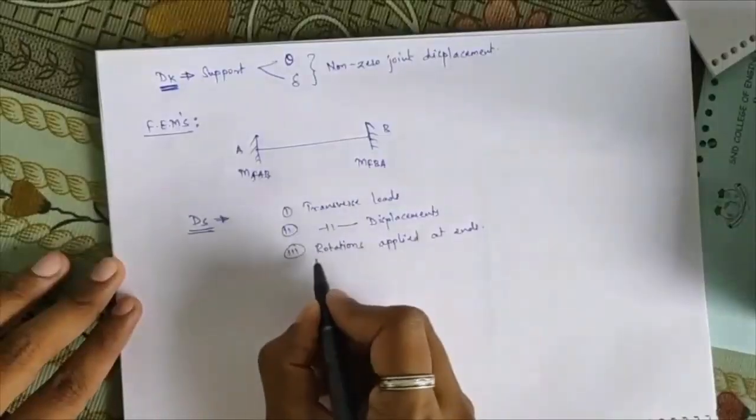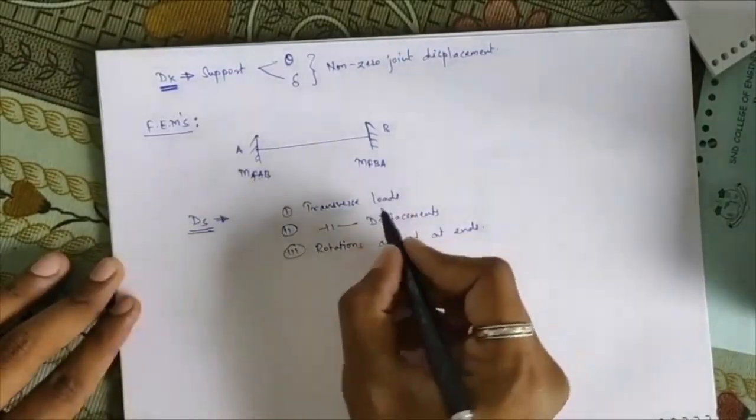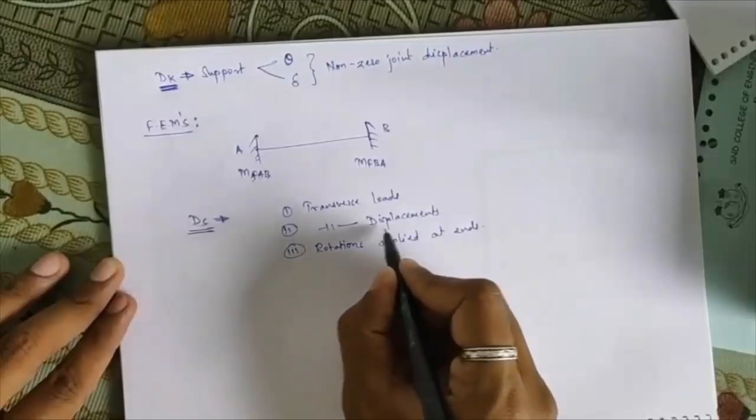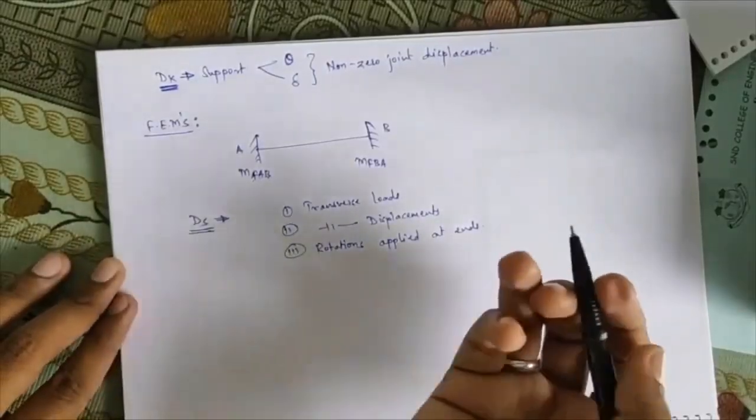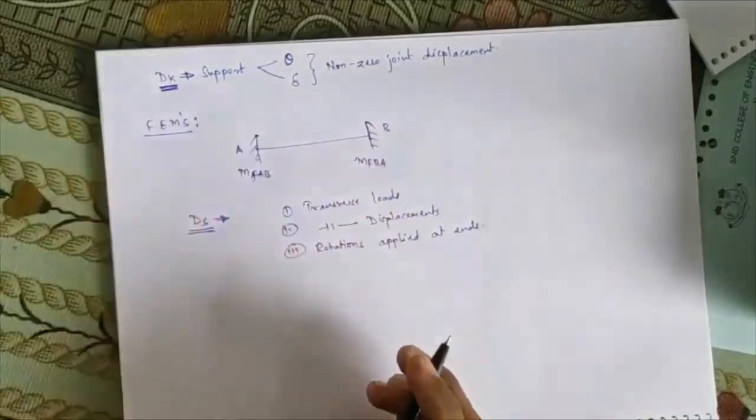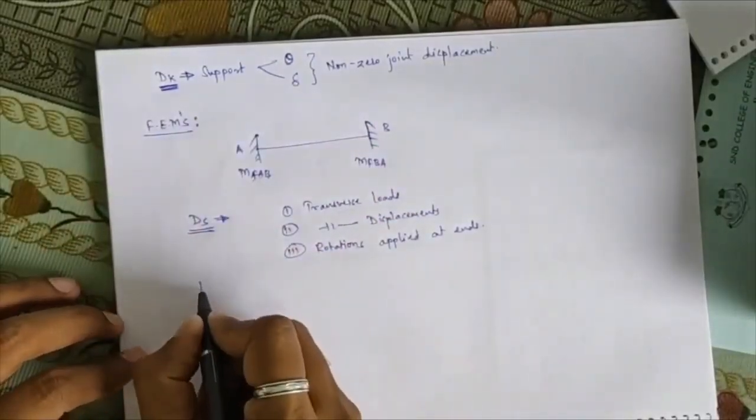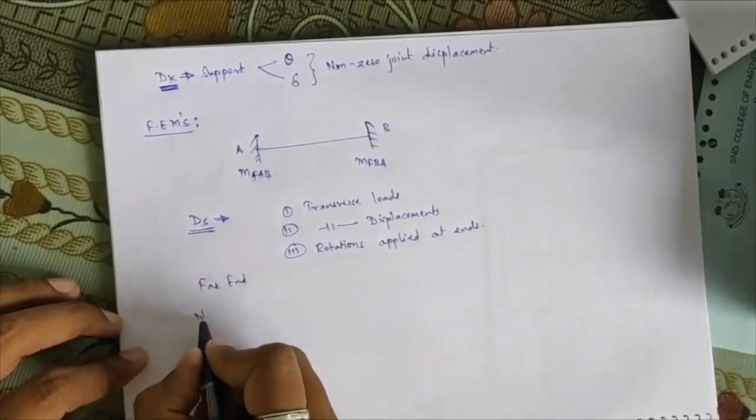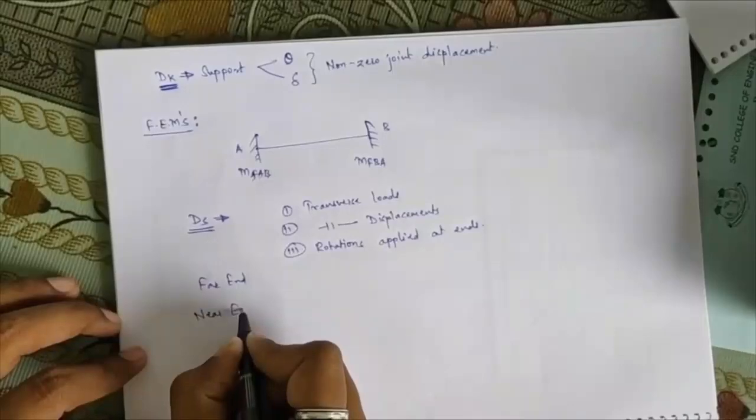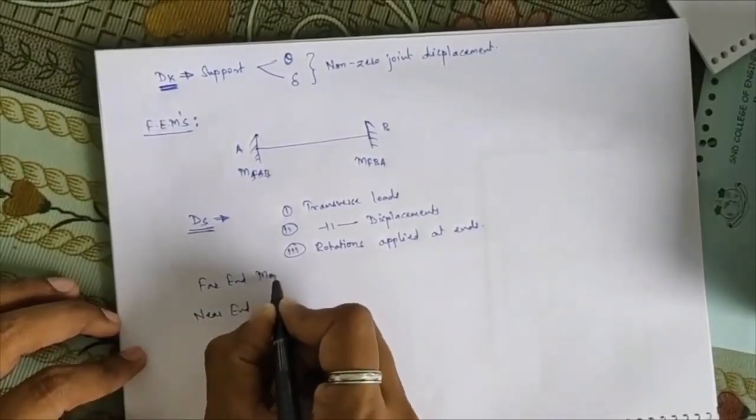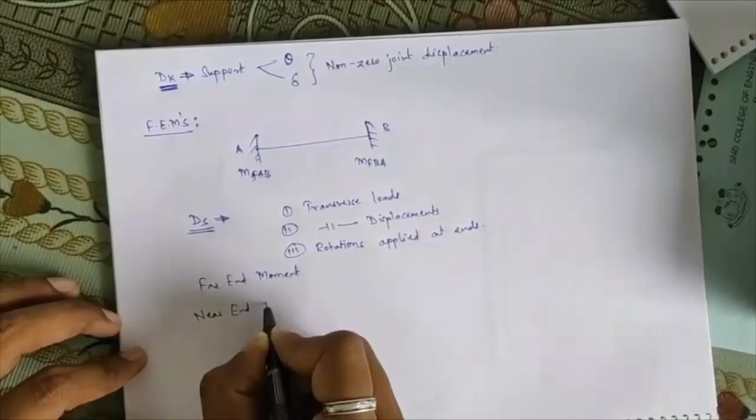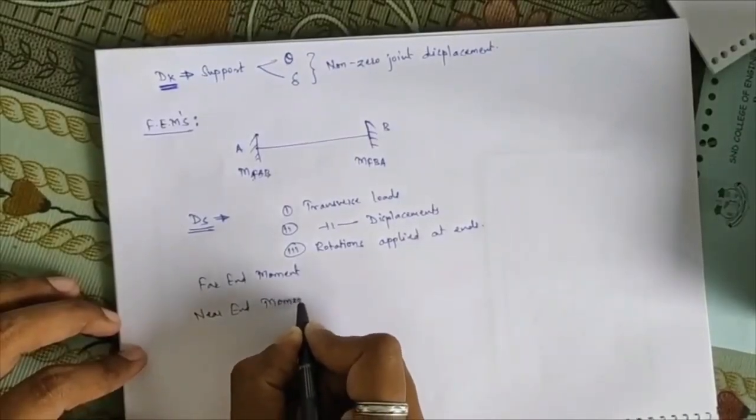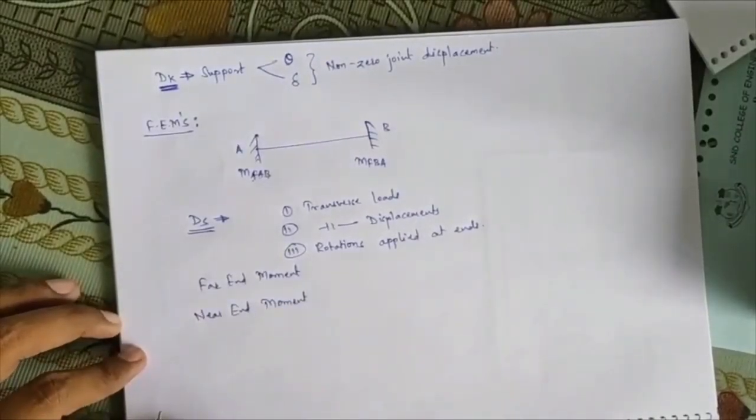Now if rotations are occurring due to your transverse loads and transverse displacement, then the support is undergoing these types of bending moments. It is subjected to far end moment and near end moment depending on your slope and deflections.